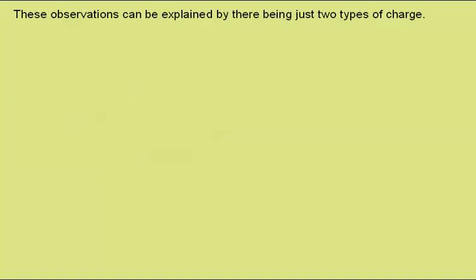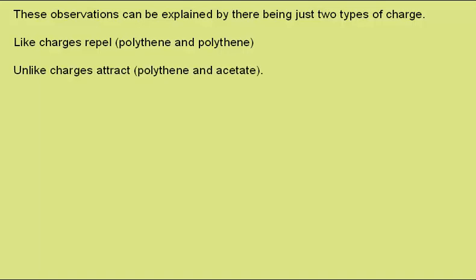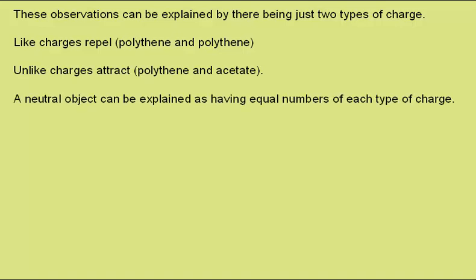These observations can be explained by there being just two types of charge. Like charges repel: the polythene and polythene rod were treated in the same way and therefore must have had the same type of charge. Unlike charges attract: we saw different behaviour with the polythene and acetate rod. A neutral object can be explained as having equal numbers of each type of charge.